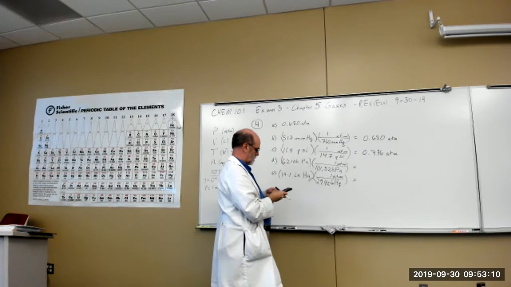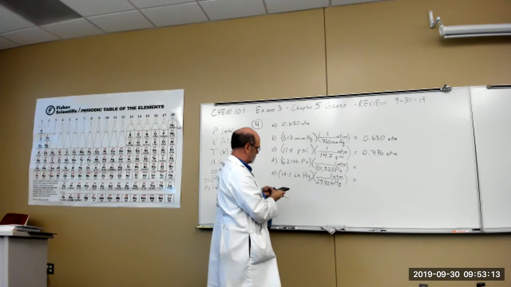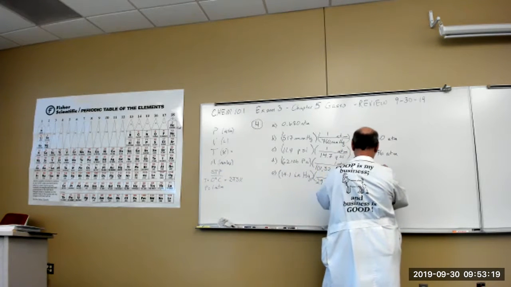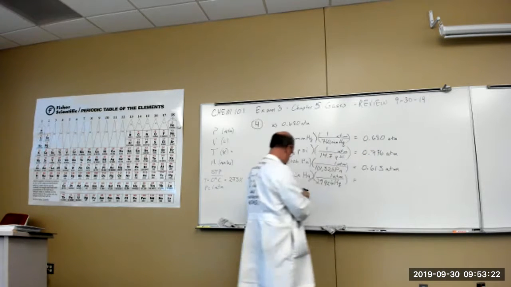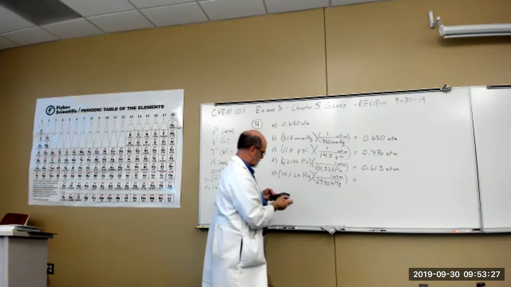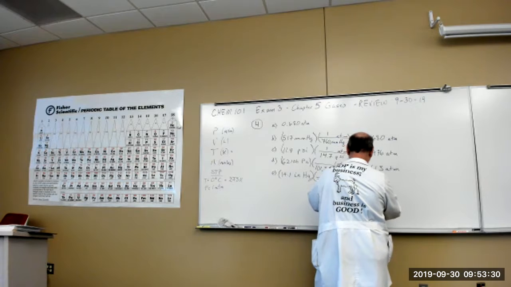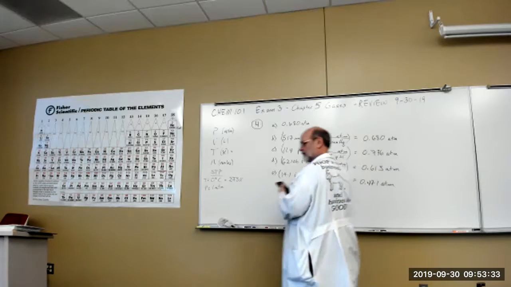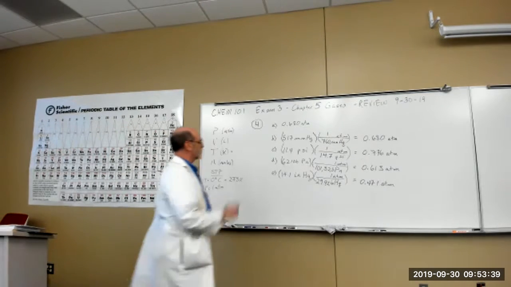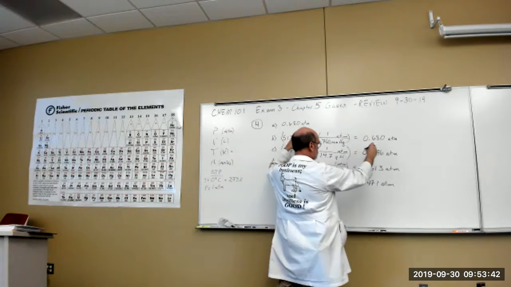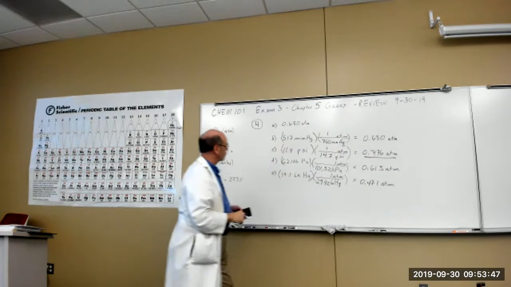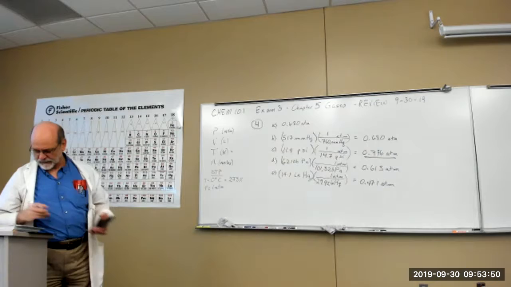62,106 divided by 101,325. This one is 0.613 atmospheres, and 14.1 divided by 29.92. And this is 0.471 atmospheres. So then I have to go back and look at the question. Which is the greatest pressure? Well, let's see. These are equal. That one's bigger. The rest are smaller. So that's the biggest one. So is that the answer we gave? Yeah, C.